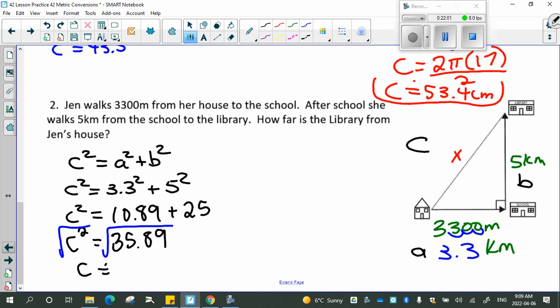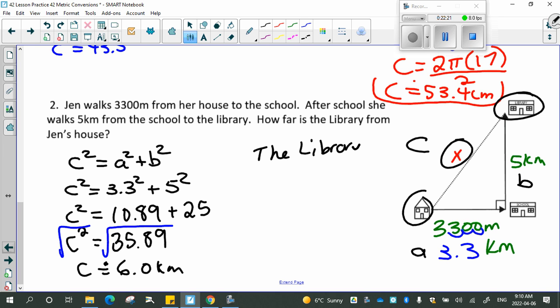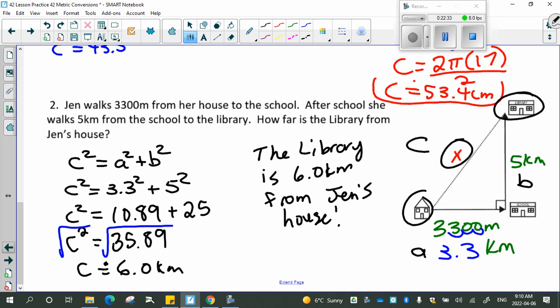Oh, I got 5.99 or approximately 6. You got your dot there, 6.0 kilometers. So how far is the library from Jen's house? So here's the library, here's your house, we calculated that. The library is 6 kilometers from Jen's house. So again, they're combining things. This time they're combining unit conversions and Pythagorean theorem in order to be able to get the solution.